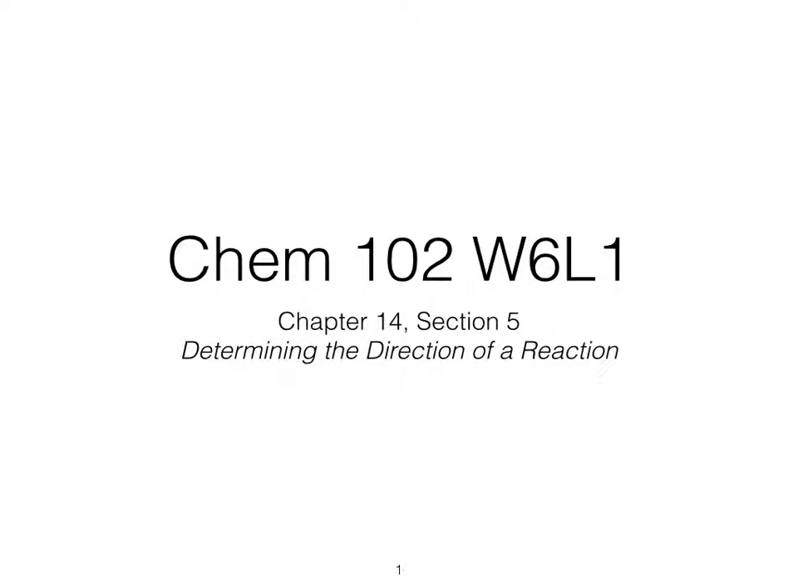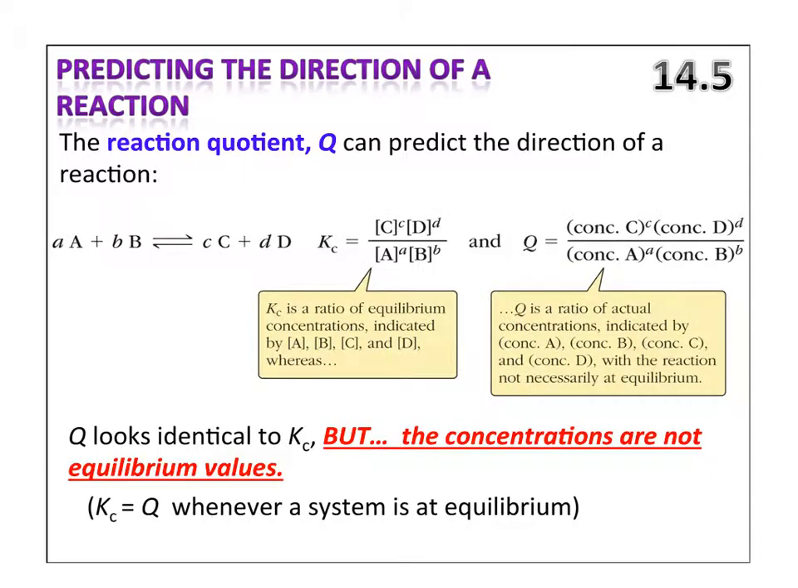It's on Chemistry 102, Week 6, Lecture 1, but it's only going to focus on the beginning of this lecture on Chapter 14, Section 5, which is based on determining the direction of a reaction, and we're going to use what we call the reaction quotient Q for that. Basically, the reaction quotient Q can predict the direction of a reaction.